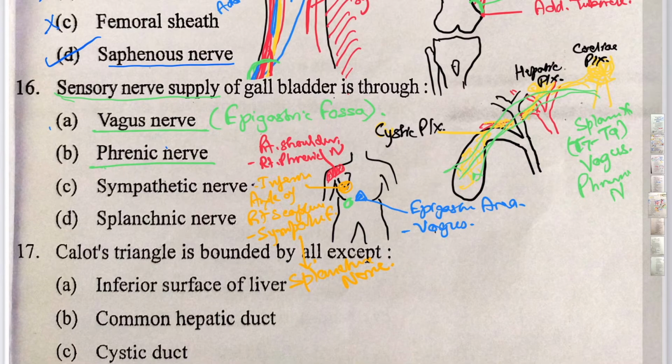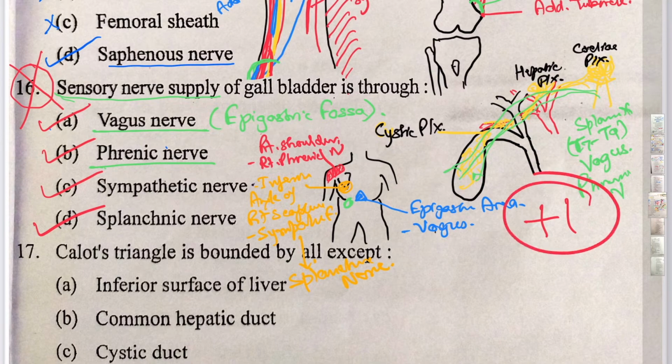Sensory nerve supply of the gallbladder is through vagus nerve, correct. Phrenic nerve, correct. Sympathetic nerves, correct. Splanchnic nerves, also correct. So this is a wrongly framed question, and all the students who have attempted or who have not attempted, they all should get +1 marks for this.